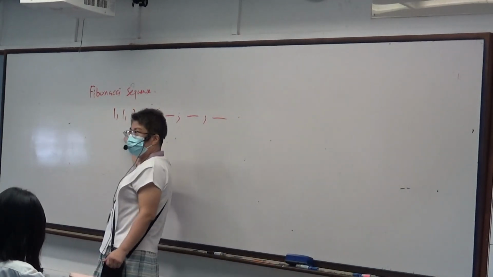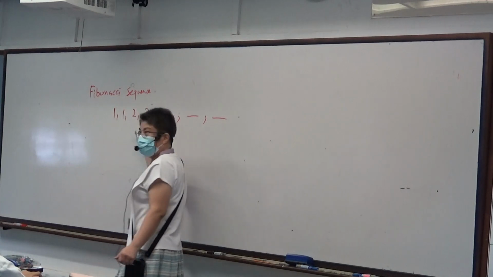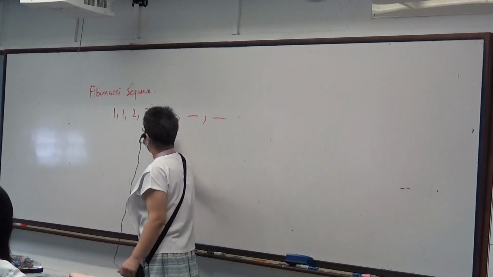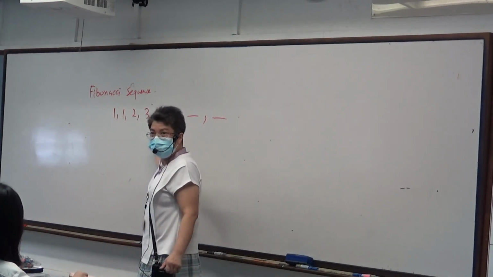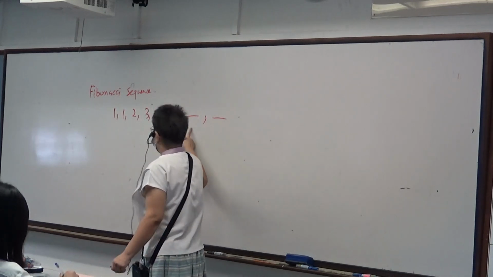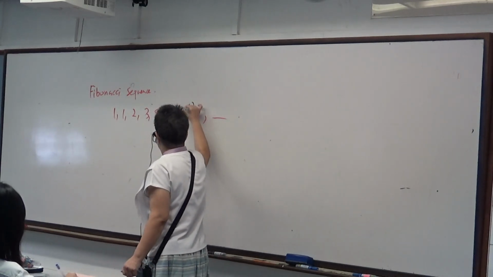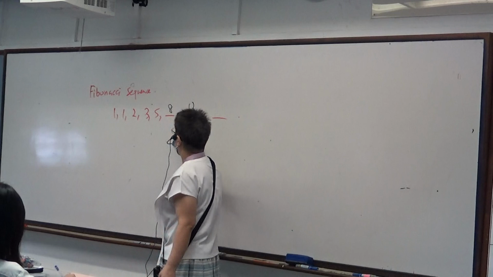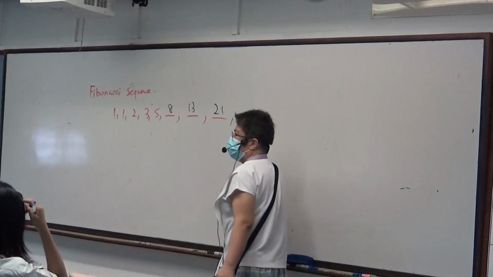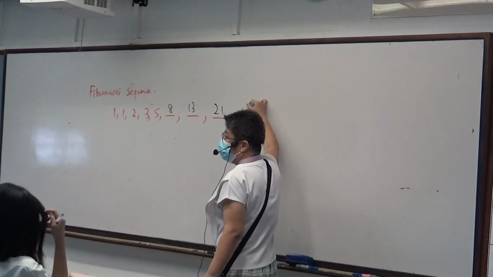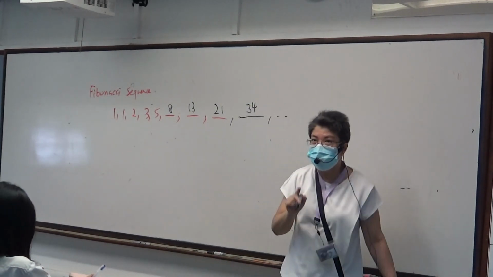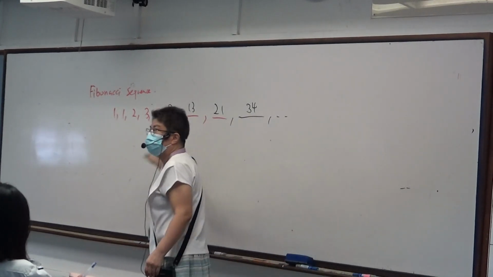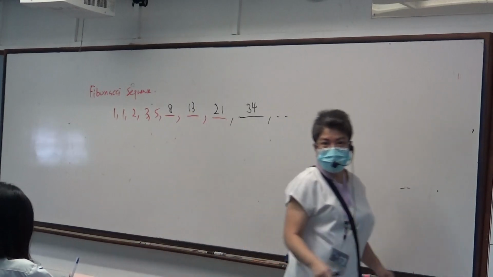1 plus 1 is 2. 1 plus 2 is 3, right? 2 plus 3 is what? 5. Then 3 plus 5, what's 3 plus 5? 8. How to get the next term? 13, right? How do you get 13? Plus the previous two terms. Then this one? 21, and then 34, and so on. This is the Fibonacci sequence, whereby the next term you can get by adding the previous two terms. This is a very famous sequence called the Fibonacci sequence.